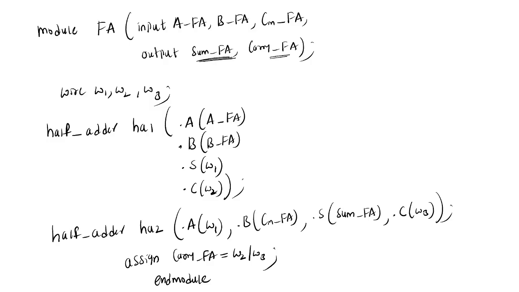One second. S dot sum_FA, C dot W3, W2. I declared it in the output, no? But I'm not understanding your doubt. You declared it in the output, that is correct, sir. But in the last you wrote assign carry_FA equal to W2 or W3, right? Yes. But you didn't write it for sum_FA.